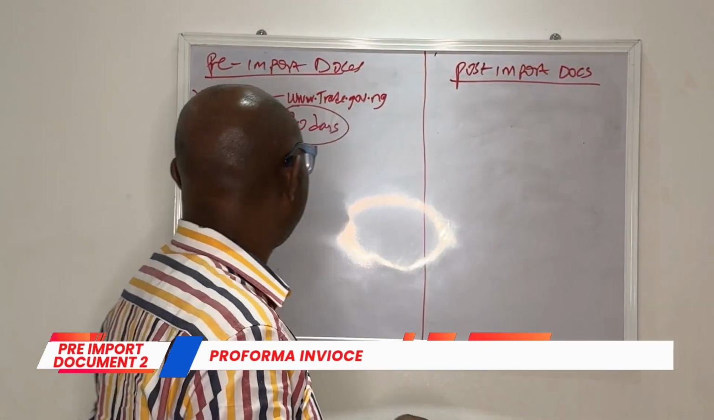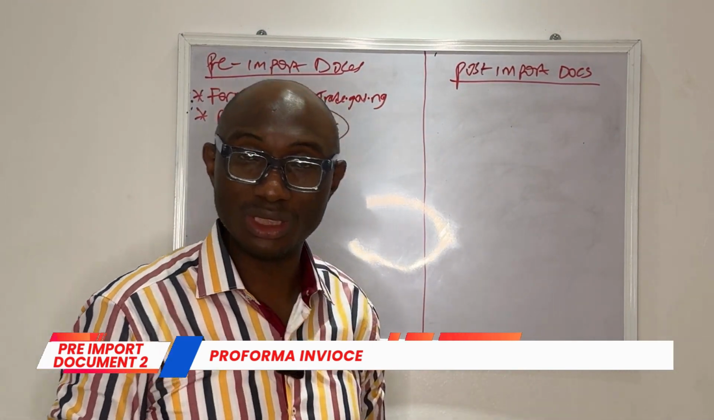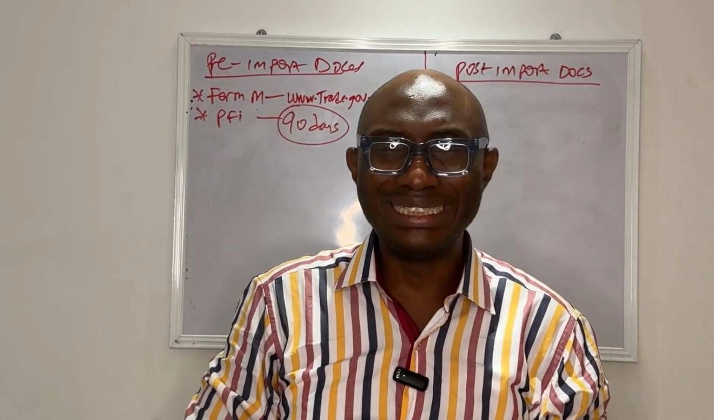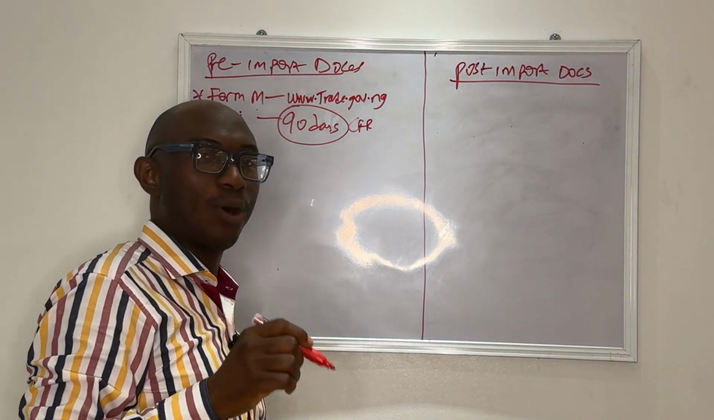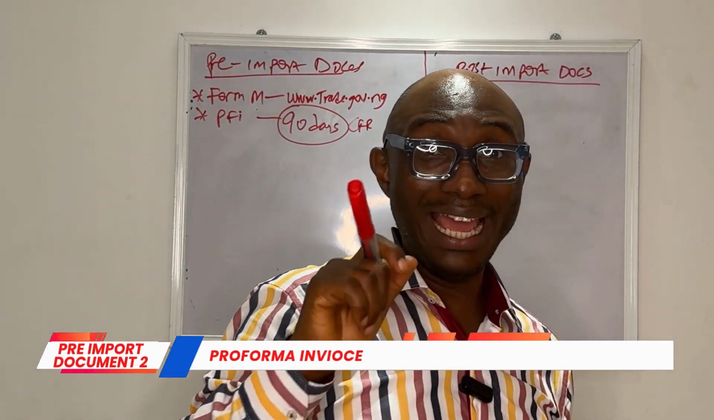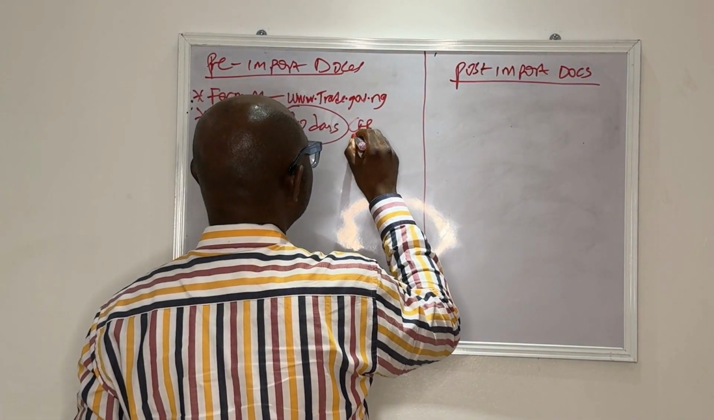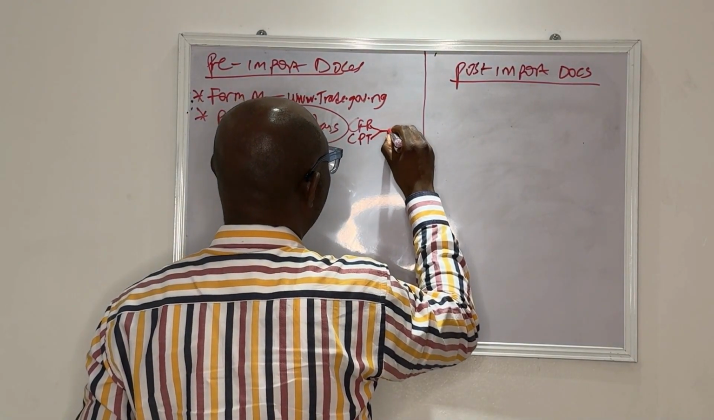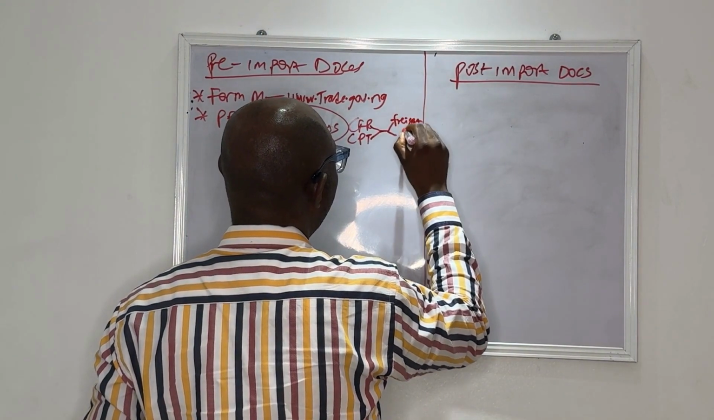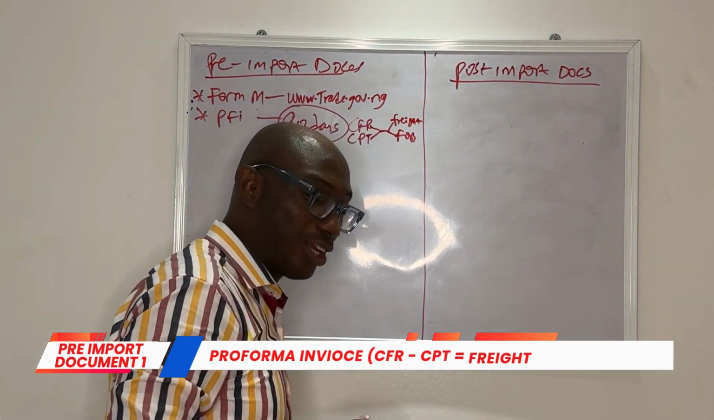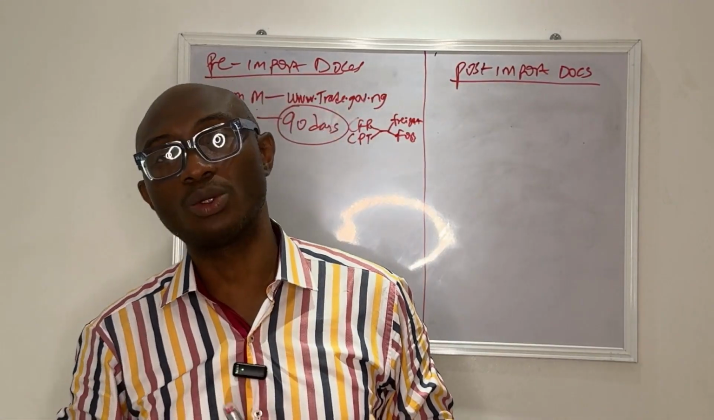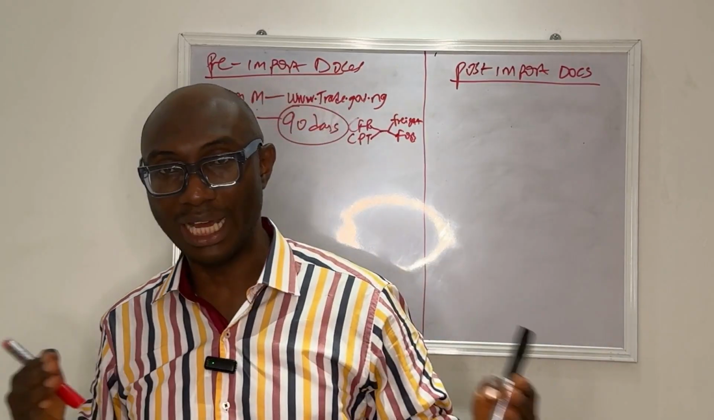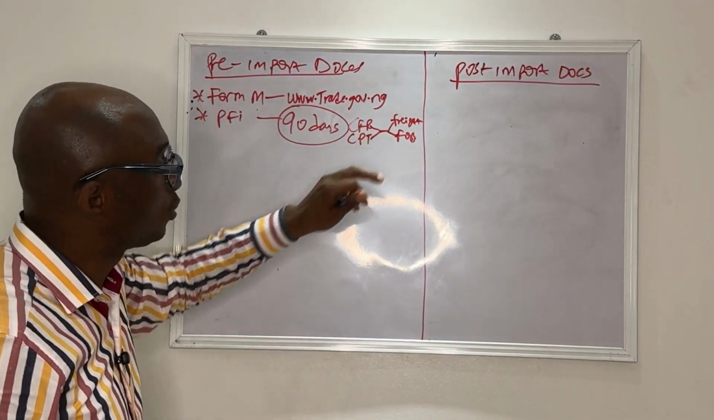So this pro forma invoice needs to state the value of the goods. On this pro forma invoice, the total value must be CFR, because the quotation for import into Nigeria by sea is CFR. If it's by air or by road, it's called CPT. So CFR or CPT. And this is broken down into freight and FOB. So the total value you are stating on the pro forma invoice must be broken down into freight and FOB.